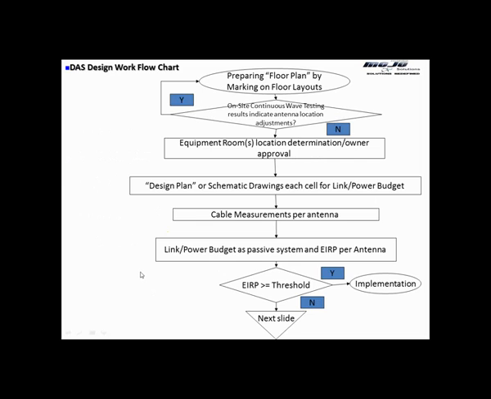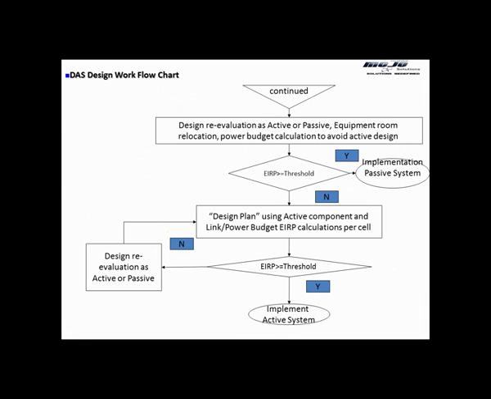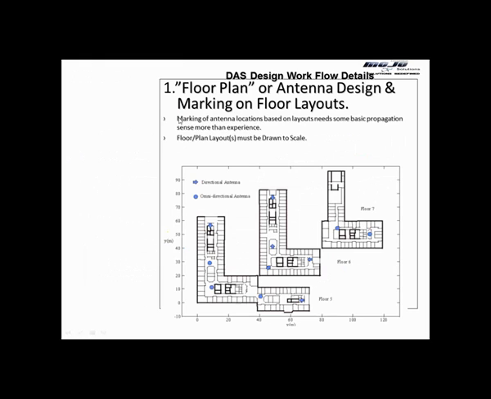So let's go to the general flow before we jump into the details of this flow. We have a floor plan by marking of floor layouts, which is basically this one, which is our step 1: floor plan or antenna design and marking of floor layouts. We mark antennas there. The arrows you see are an example of antennas, directional and omnidirectional antennas.